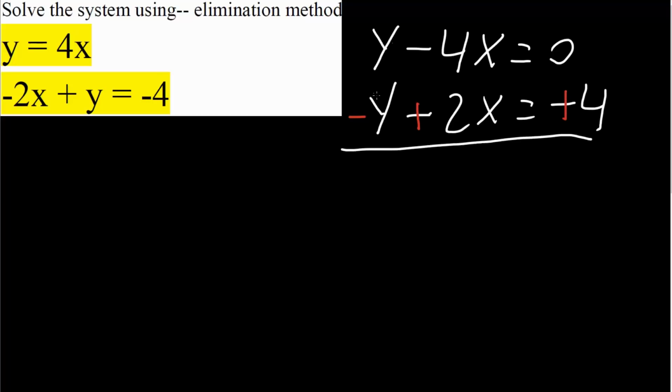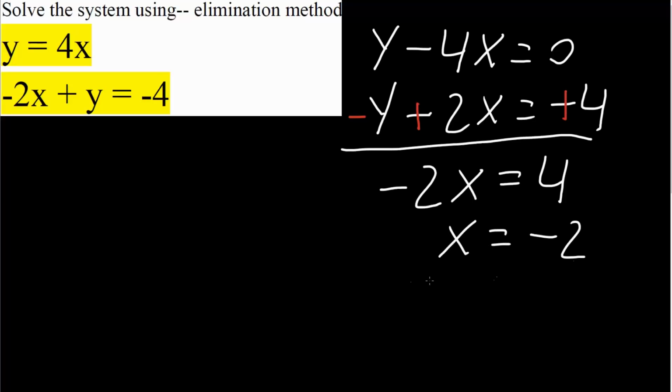So y minus y is 0y. Minus 4x plus 2x is going to be minus 2x. 0 plus 4 is equal to 4. And so now we can say that x is equal to minus 2. And so this is the first answer. Now we plug in minus 2 for one of these equations and solve for y.